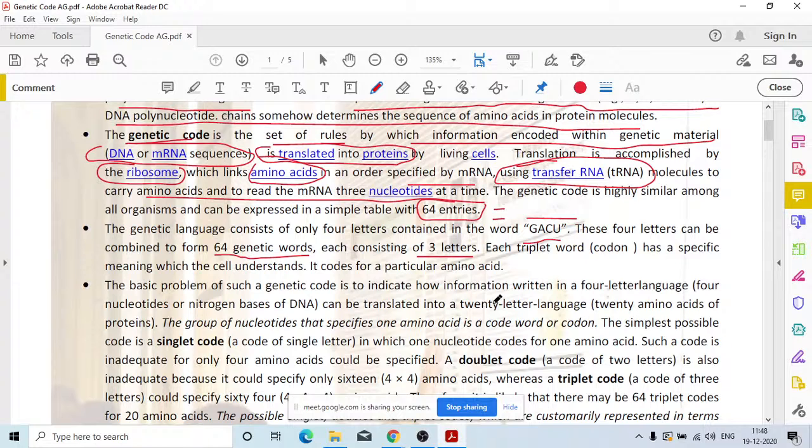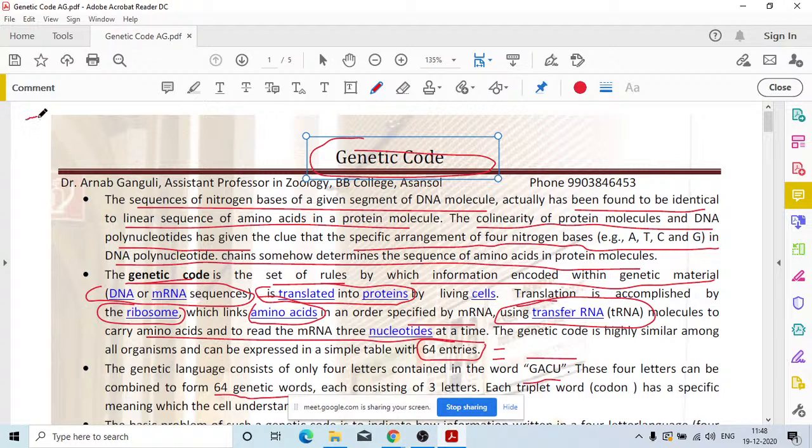So like I told, there are 20 amino acids and there are 4 nucleotides A, U, G, C, and now these must code for the amino acids. So if one nucleotide codes for one amino acid, then 4 to the power 1 is equal to 4. With 4 letters A, U, G, C, you can code only for 4 amino acids, but there should be 20. So genetic code is not a singlet.